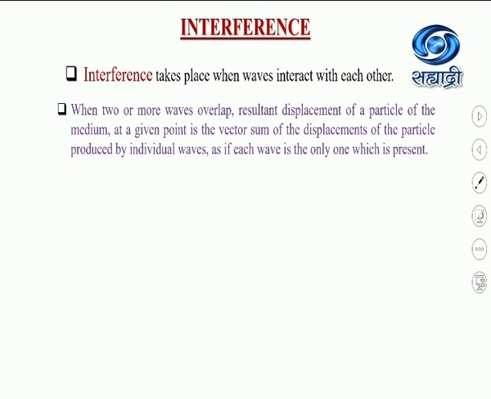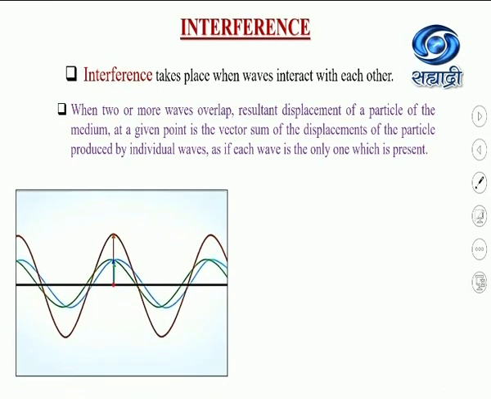So according to principle of superposition of waves, when two or more waves overlap, the resultant displacement of a particle of the medium at a given point is the vector sum of displacements of the particle produced by individual waves, as if each wave is the only one which is present. Let us understand this with the help of an example.